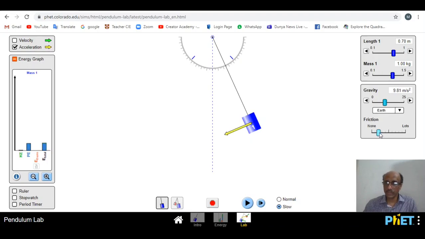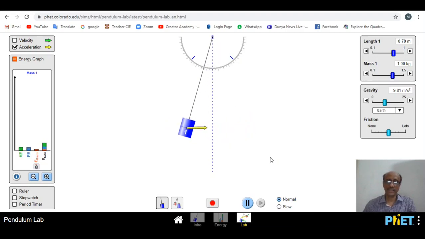Now we will introduce a bit of friction. What will happen? In the normal view, the value of the acceleration is not changing. What is the reason? The acceleration depends on gravity. Now the value we will observe is the velocity. Okay, let's go.